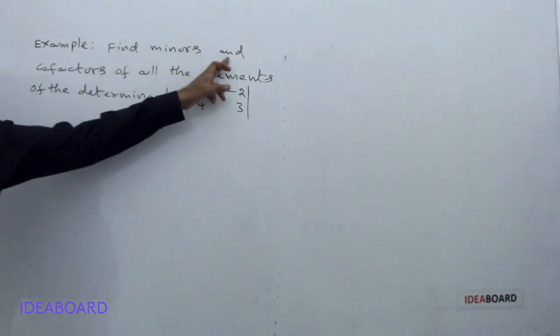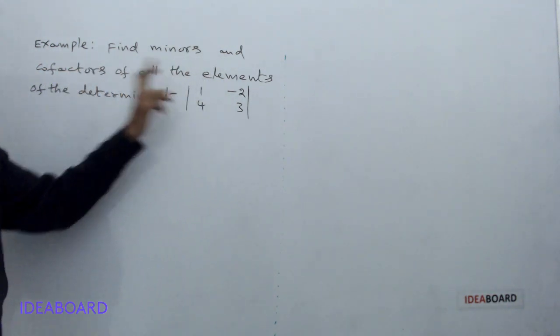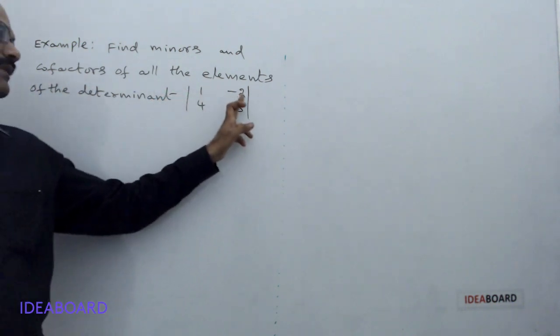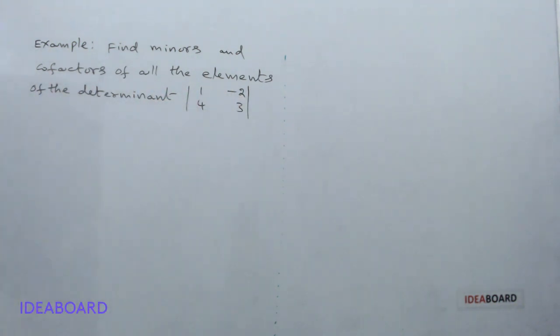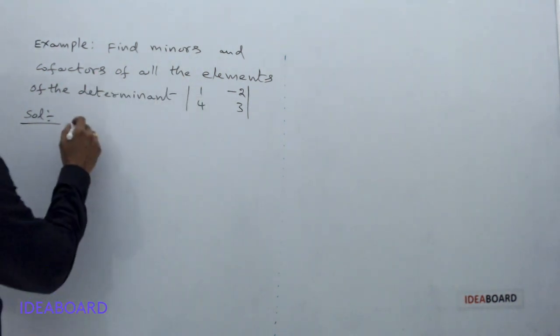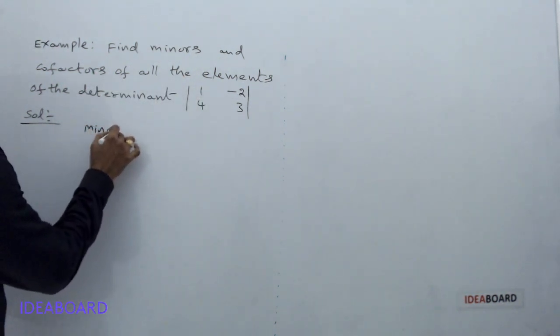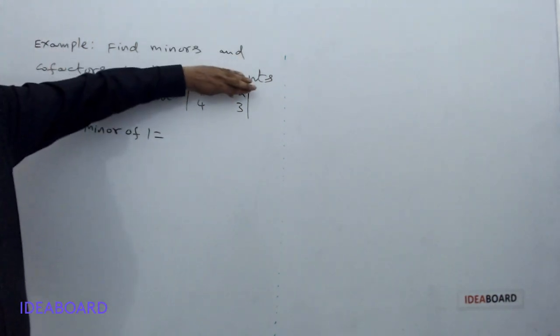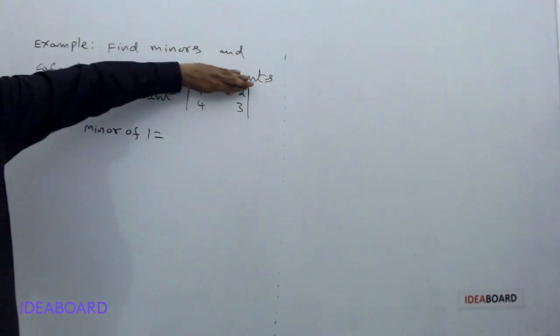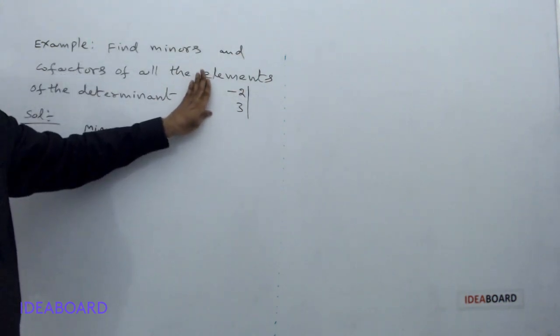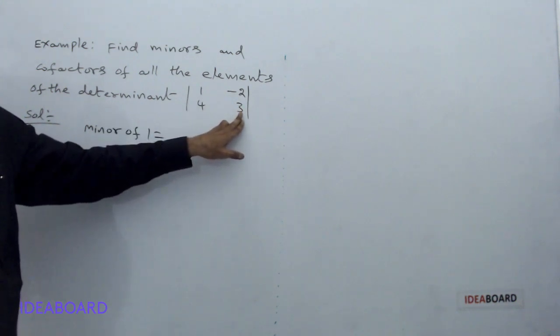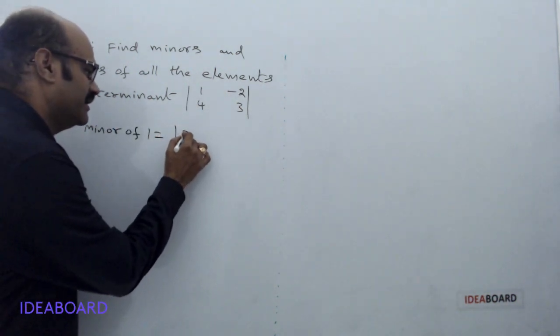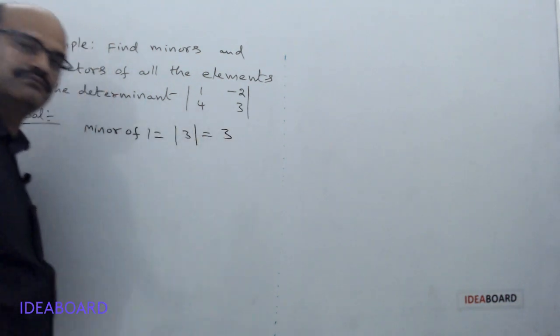Find the minors and cofactors of all the elements of the determinant 1, minus 2, 4, 3. Now here, first we have to find the minors. Minor of 1 equal to, the element 1 lies in first row and first column. So we close the first row and first column, and we will have only one element, 3. We write that in a determinant: determinant of 3 equal to 3.